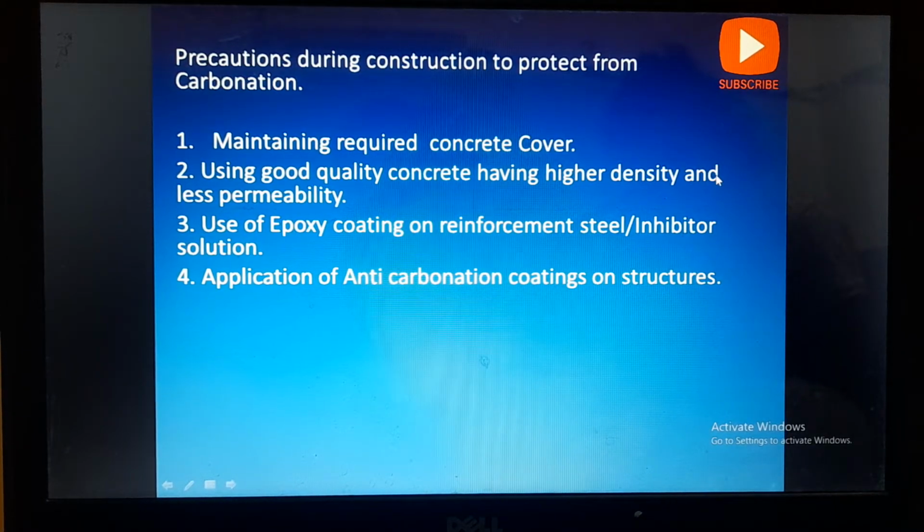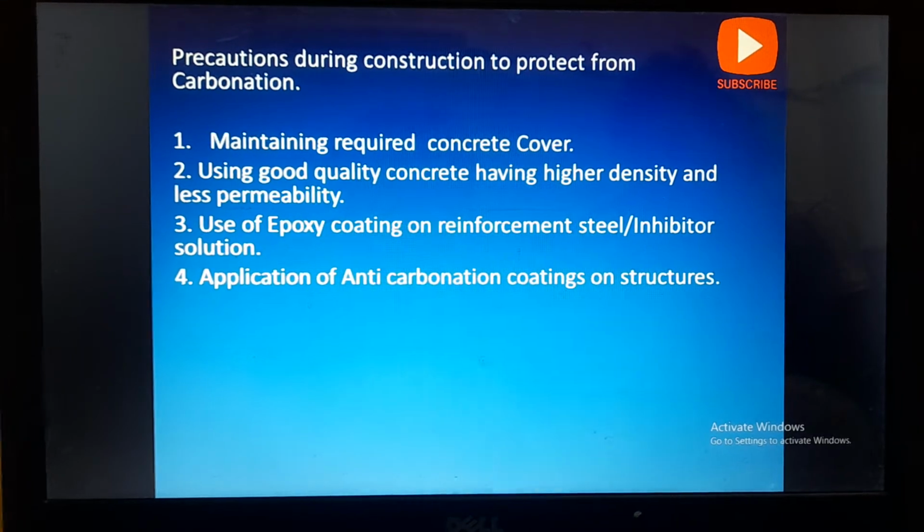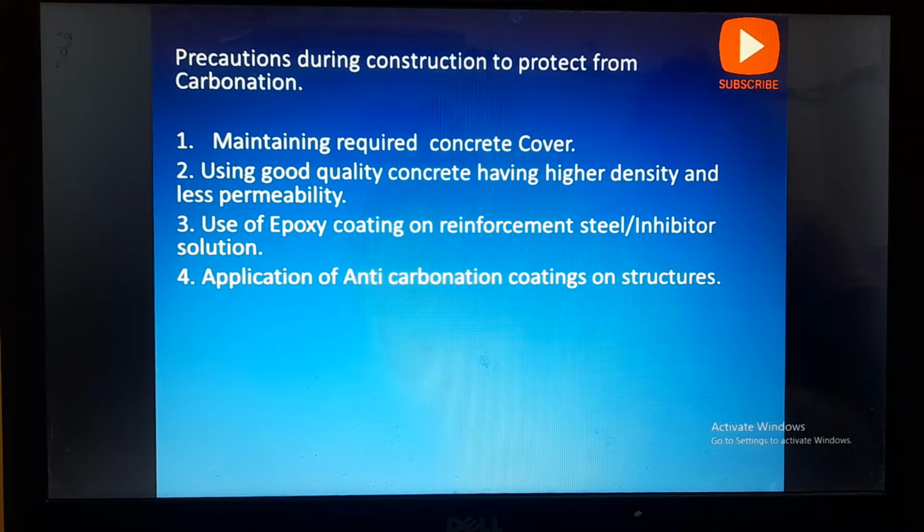Precautions during construction to protect from carbonation: maintaining the required concrete cover, using good quality concrete having higher density and less permeability, use of epoxy coating on reinforcement steel or inhibitor solution, and application of anti-carbonation coatings on the structure. If you maintain the required cover depth, ultimately it will give better protection to the RCC structure.